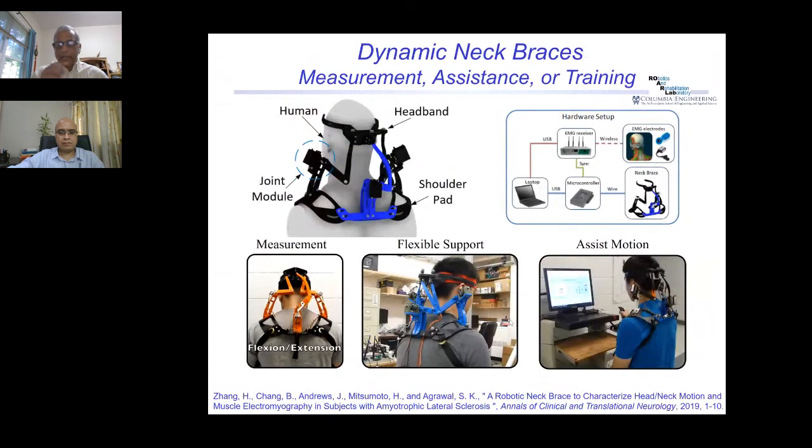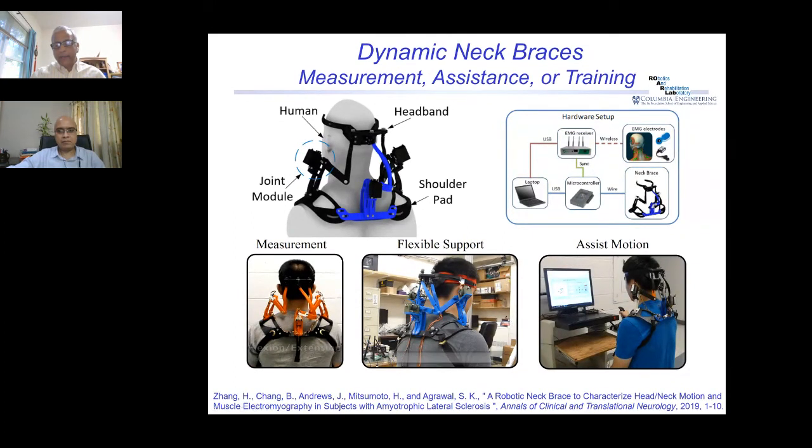So let me move on to a third example. In this case, part of the motivation is that there are a lot of people who have neck issues. We know that people with ALS have that kind of head drop. For example, those of you who remember Stephen Hawking, he often would just sit on the chair and be slumped in the chair. He would not be able to control the posture of his head.